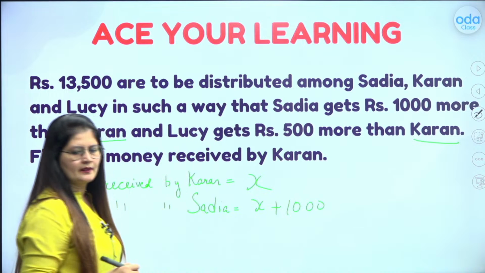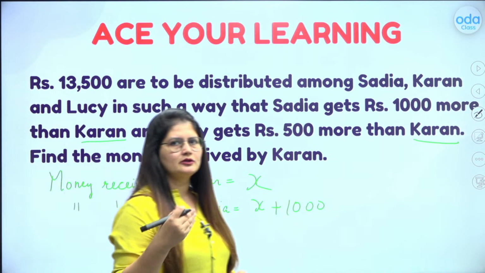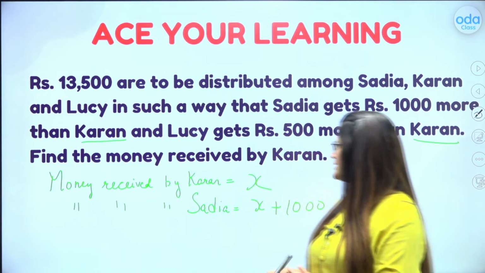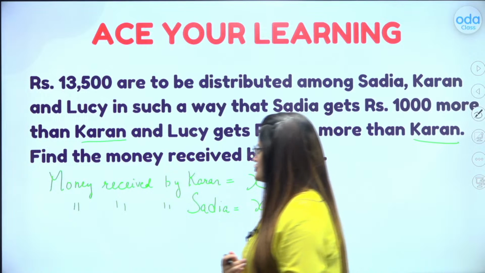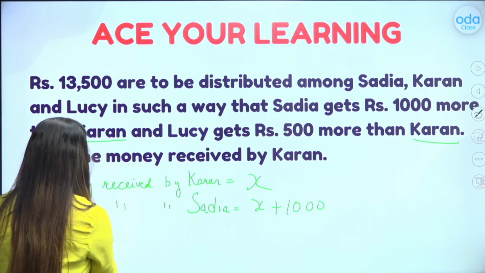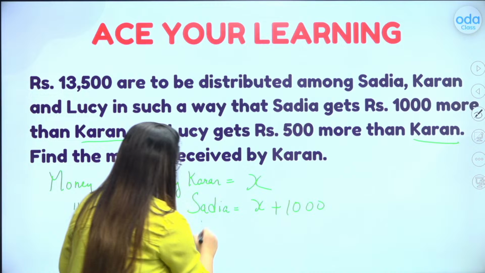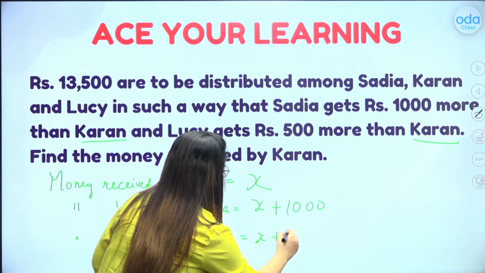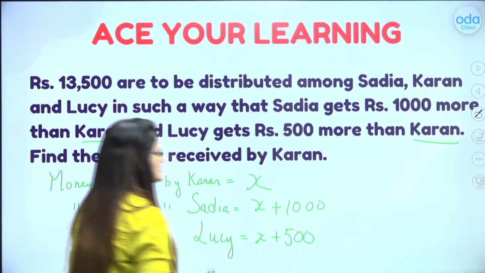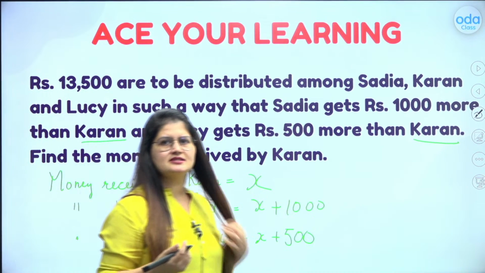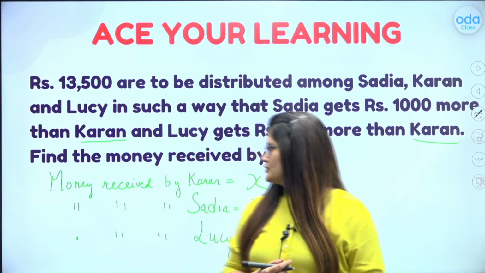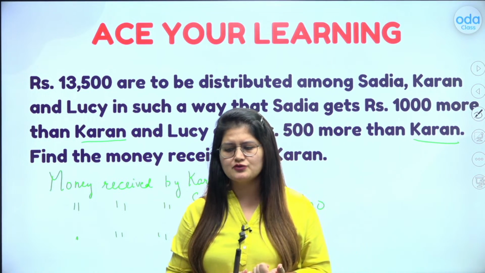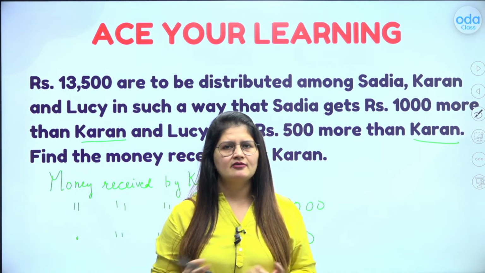Isn't it? Yes. Now after that, the third situation here is the amount that Lucy is getting. Lucy gets 500 more than Karan. So now let's talk about the money received by Lucy: 500 more than Karan. I hope we all are clear with this so far, how we are calculating the money received. So here we could say that the money received by Karan is x, money received by Sadia is x plus 1,000 and money received by Lucy is x plus 500.